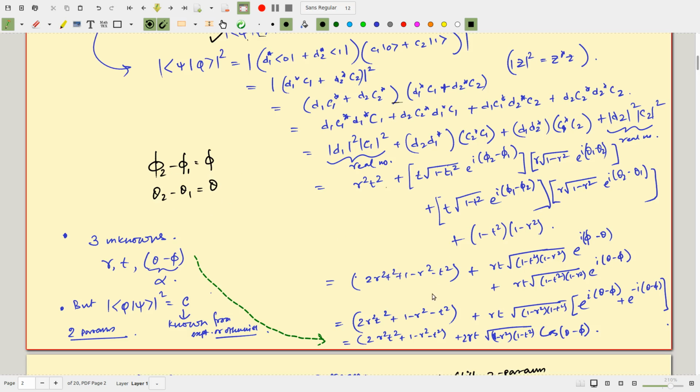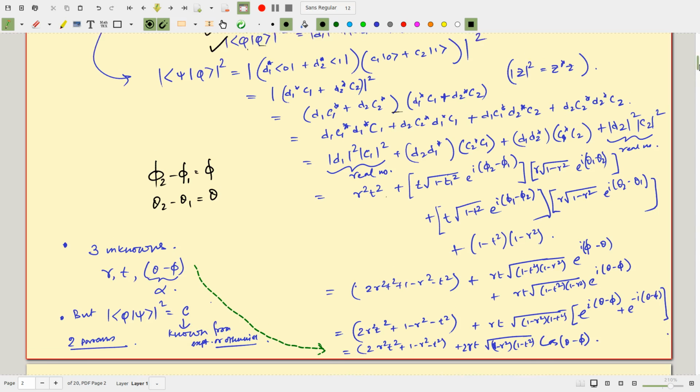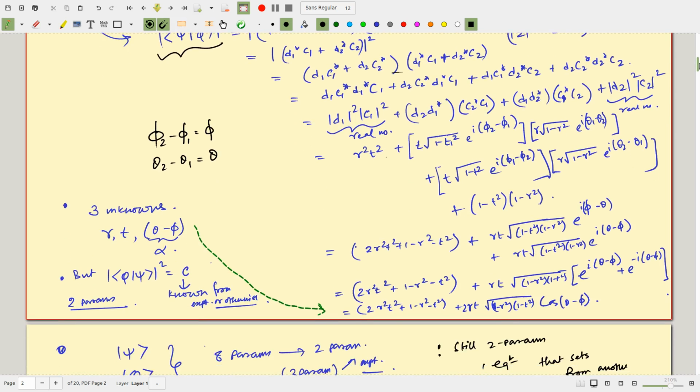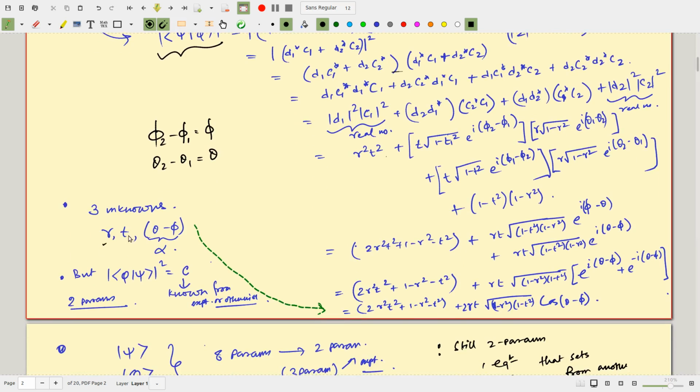So, we can see that in this expression there are truly three main unknowns which decide the full form of this square. And this quantity is entirely real, which is what I also expected. Since this represents a probability, this must be a real number, and that real number is parameterized by the quantities r, t and theta minus phi. So, that is the only thing that matters. It does not matter what is theta 1, what is theta 2, what is phi 1, what is phi 2. The only thing that matters is theta minus phi, that is the relative orientation or relative angle between these two states.